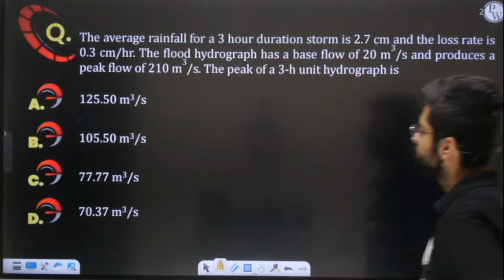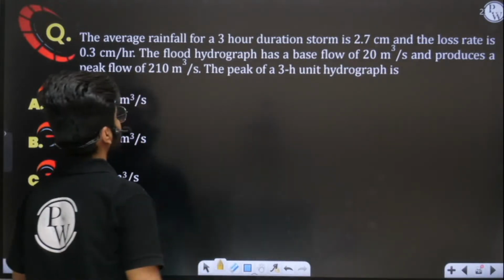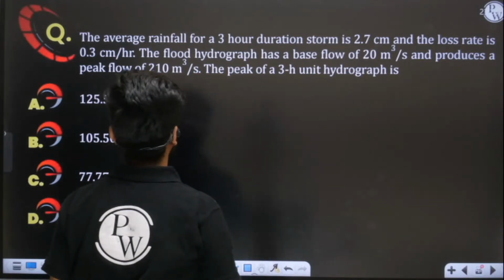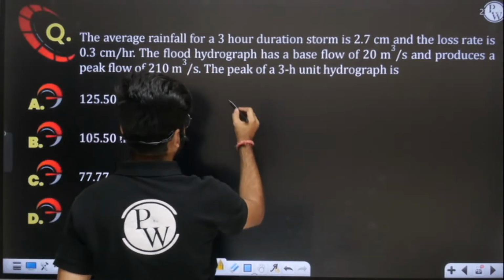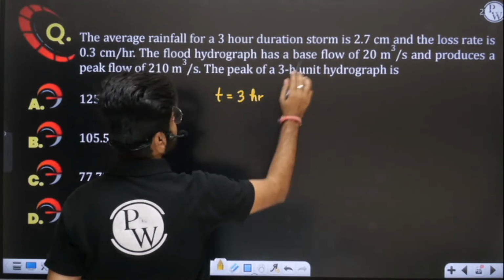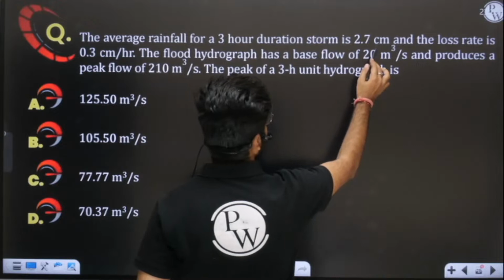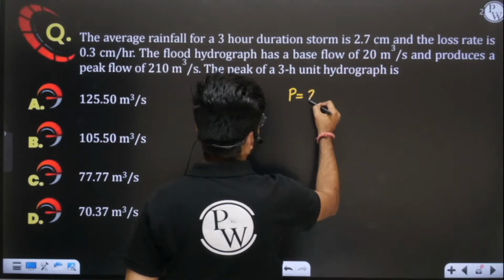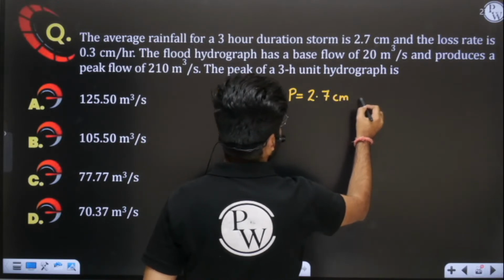Yes. So have you solved it? See what we have to do in this one. They are saying find the peak of 3 hour unit hydrograph. Average rainfall for a 3 hour duration. That means time duration is 3 hour. Total rainfall is 2.7 centimeter.